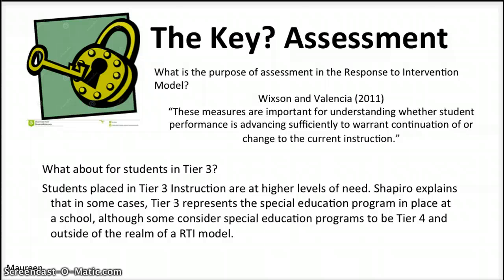What is meant by this statement is that a student who is placed in Tier 2 needs to be reevaluated throughout the year to see if the remediation has brought them up to benchmark levels, when they can be reclassified to Tier 1, or if their progress has slowed or even declined, they would need to be reclassified to Tier 3. Students placed in Tier 3 instruction are at higher levels of need. Shapiro explains that in some cases, Tier 3 represents the special education program in place at a school, although some consider special education programs to be Tier 4 and outside of the realm of the RTI model.